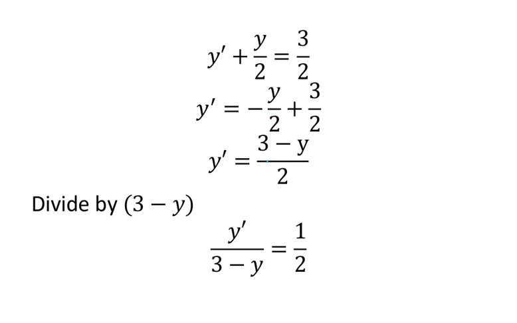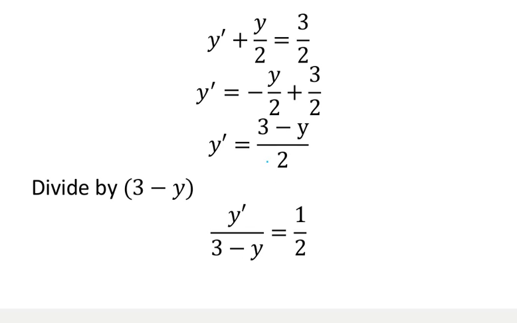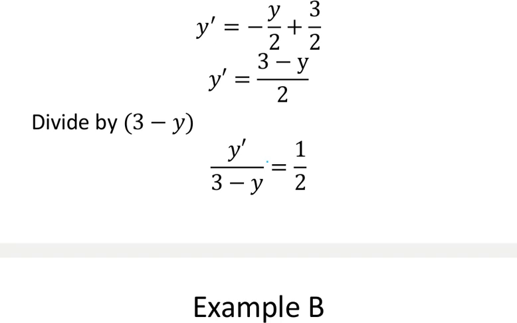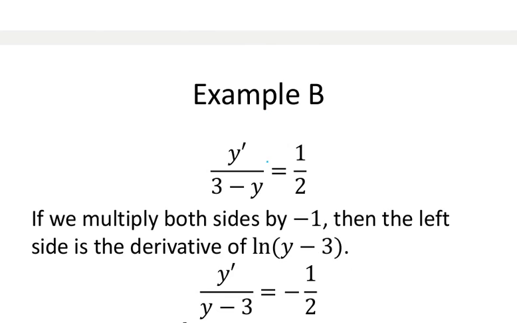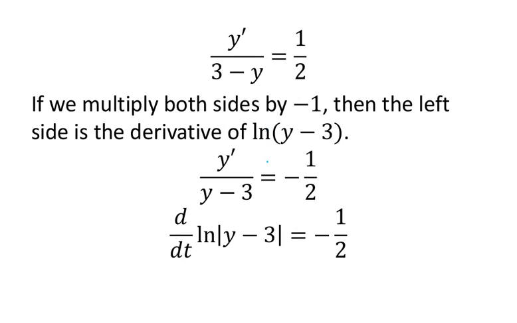I brought the y over 2 to the other side and combined the denominators and divided by 3 minus y. And I end up with y prime over 3 minus y equals 1/2. And we're pretty close to it. We're not quite there yet because we have a negative y and a positive y prime on top and a positive 3. It's sort of awkward. In fact, it's quite awkward because we are wanting to deal with a natural log, and we might end up with a natural log of a negative number. So we will have to multiply both sides by -1.